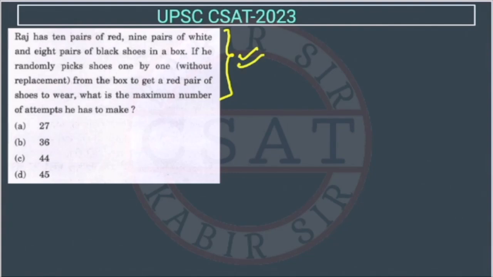Okay, so Raj has 10 pair of red. So this is in pair. So how many will be? This will be 20 shoes, because they have given in pair.